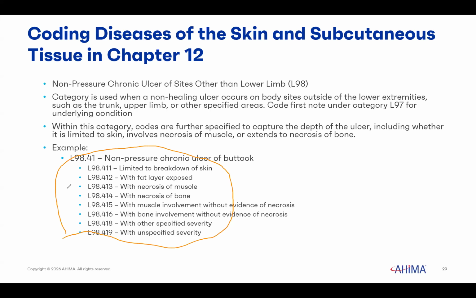The L89, so this is a pressure ulcer of the buttock. L89.411, limited breakdown of skin. L89.412, fat layer exposed. L89.413, necrosis of muscle. L89.414, necrosis of bone, and so on. So it's important to read the documentation very, very carefully so we get the correct code.